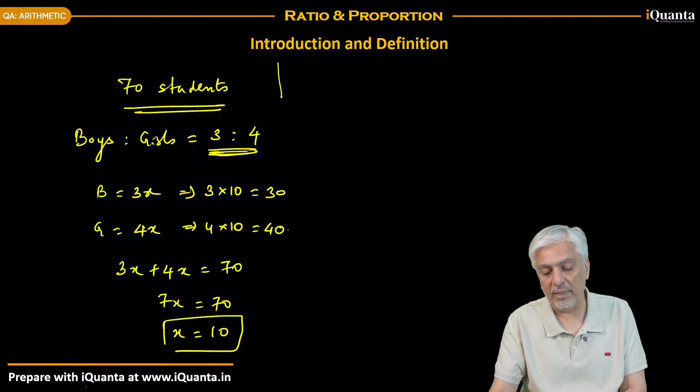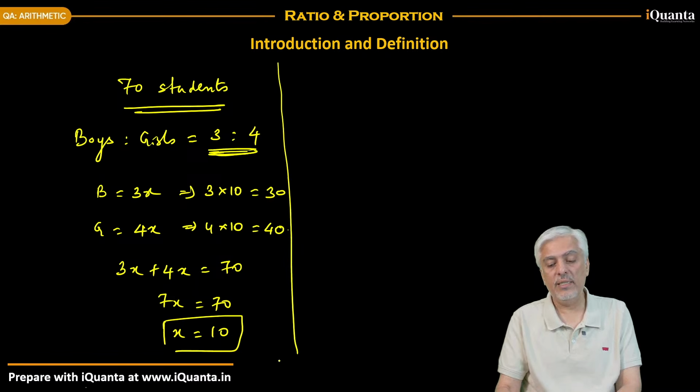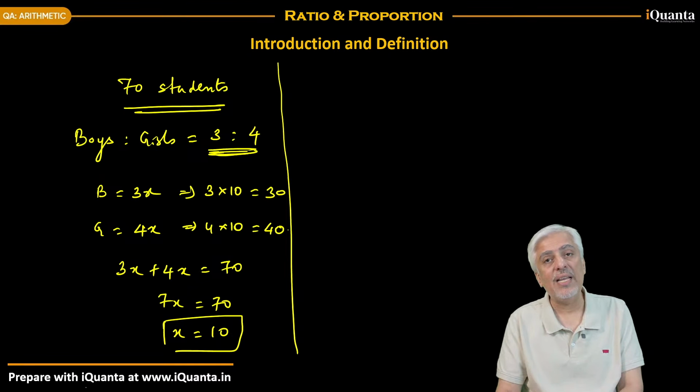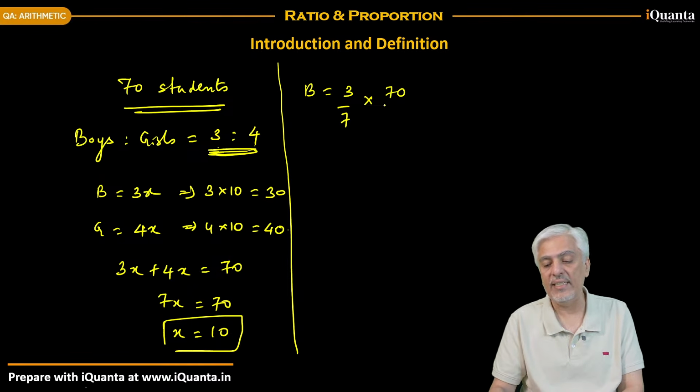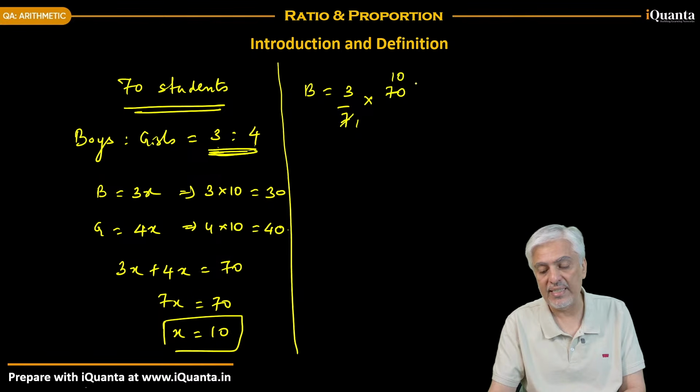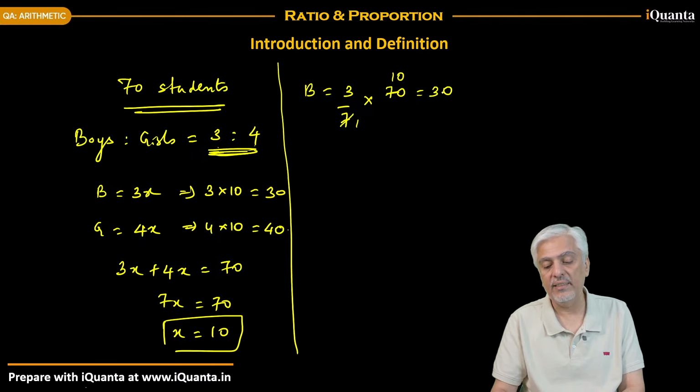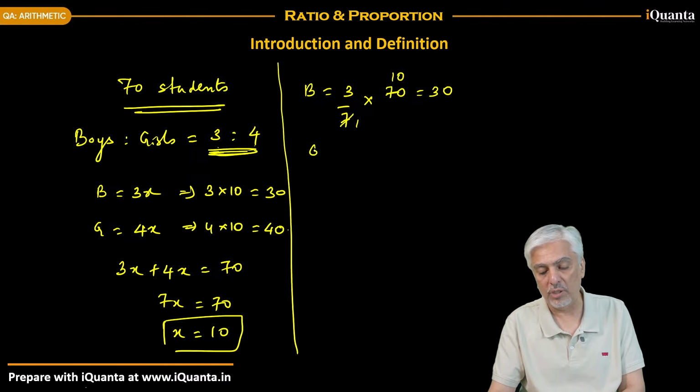Okay. Other ways to do this could be what? Boys are 3 by 7 because 3 plus 4 is 7. So I can say boys are 3/7 of the total. Total was 70. So 7 ones are 7 tens are. So boys are 30 and automatically girls become 40.